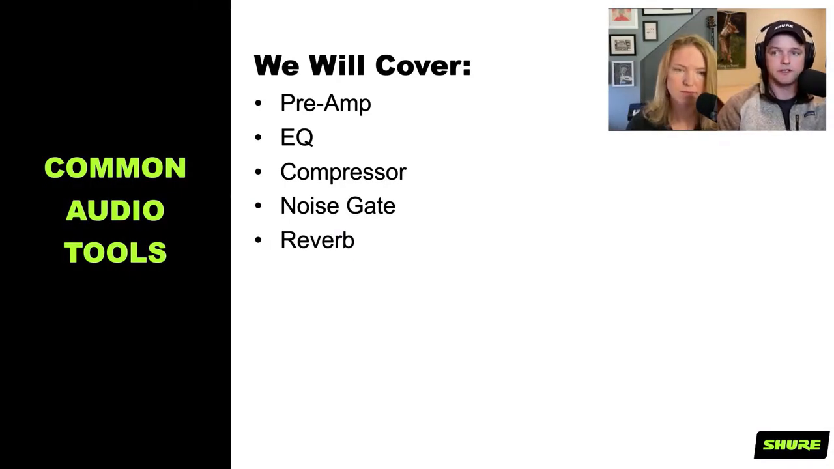And the preamp's always going to be the first thing. You set your level. And then there's probably a high pass filter, an insert section, and then an EQ section would be the next thing. And then everything after the EQ in this list would be outboard effects processors: the compressor and the noise gate are dynamic processors, and the reverb is a time-based effect.